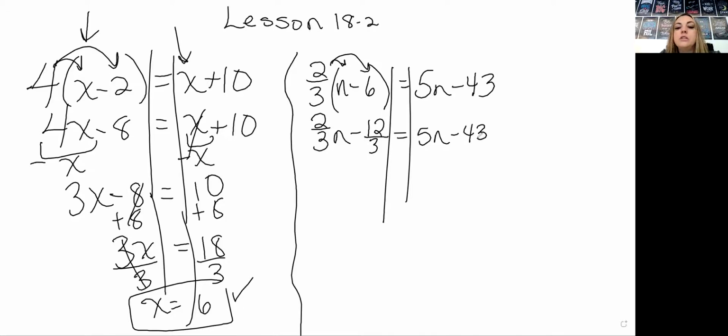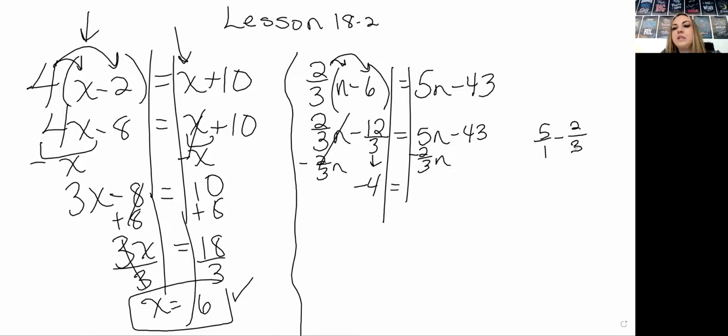Now looking at our coefficients, 2/3 is smaller than 5. So we're going to subtract 2/3 n from the left side. And when I rewrite this, I'm just going to simplify this to -4, because that's what -12 divided by 3 is. And over off to the side, I'm going to do this coefficient subtraction.